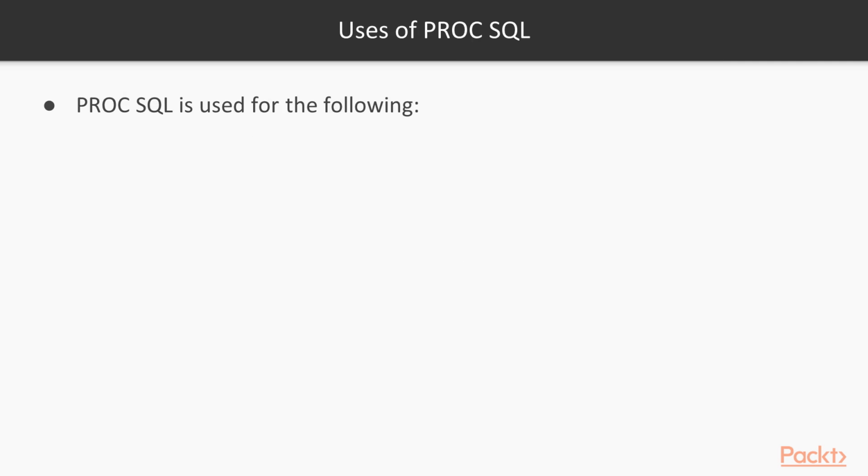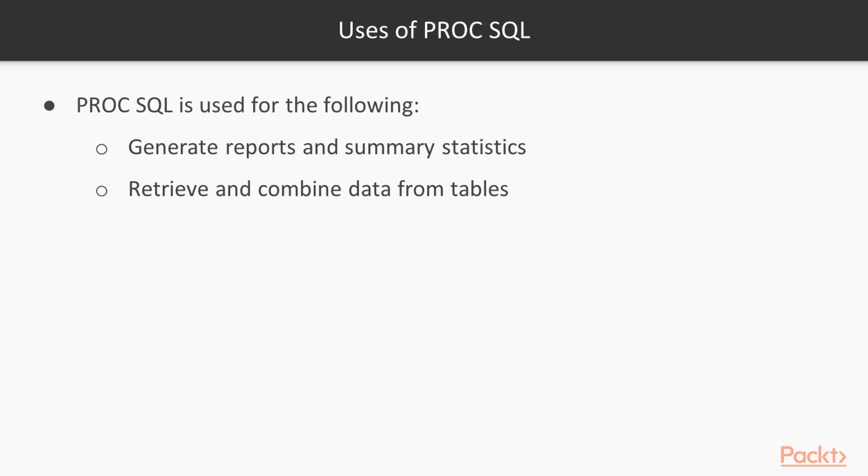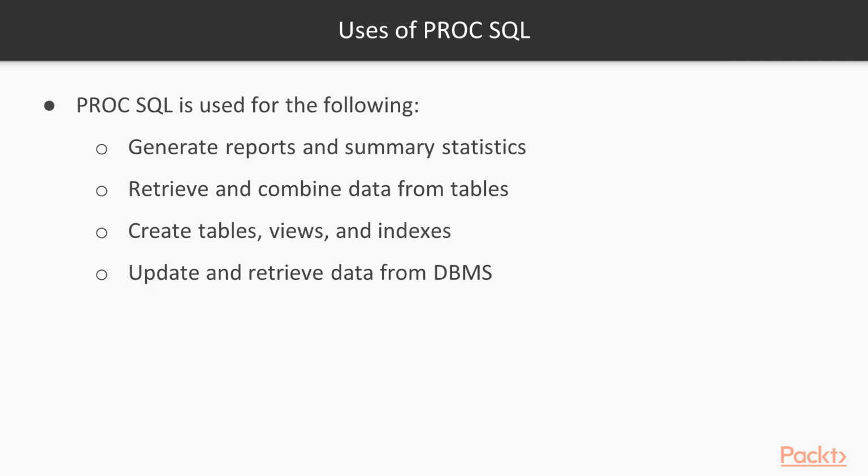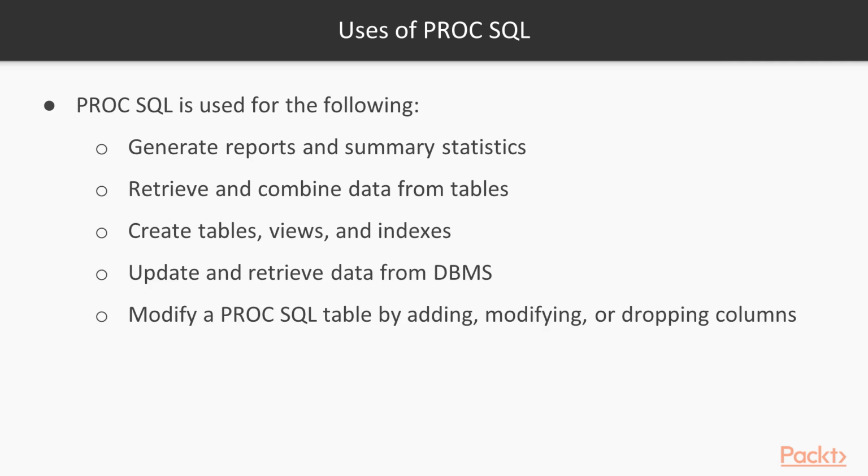So proc SQL is used for various report generation and summary statistics. It is used to retrieve and combine data from tables. It is used to create tables, views, and indexes. It is used to update and retrieve data from DBMS. And it is also used to modify a proc SQL table by adding, modifying, or dropping columns. So there are a lot of things which you can do using proc SQL.